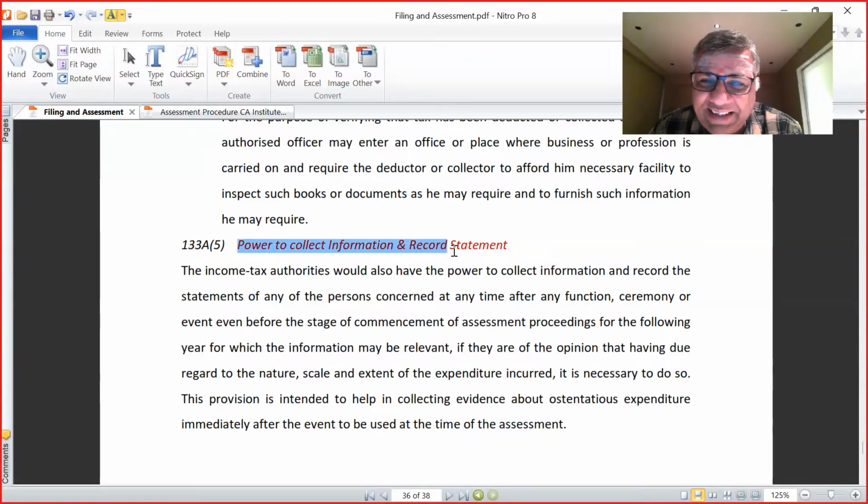Power to collect information and record statement. Okay, this is where I was always telling our friend Ananya, don't worry, I am there. This is at the time of big functions, ceremonies, or events.